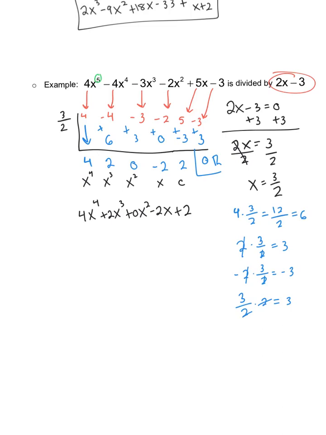I don't have to write the remainder since it's just 0. And to simplify it even further, you don't have to write the plus 0x squared. Okay, so that would be your answer. So this is going to be our method for checking if a polynomial has that as a root or not.